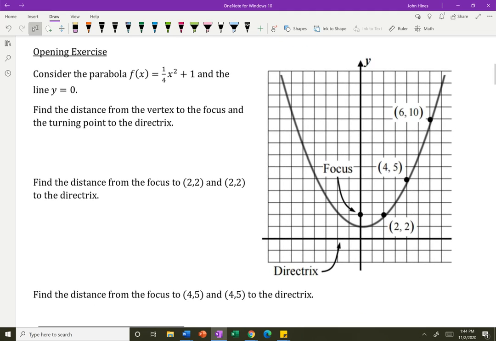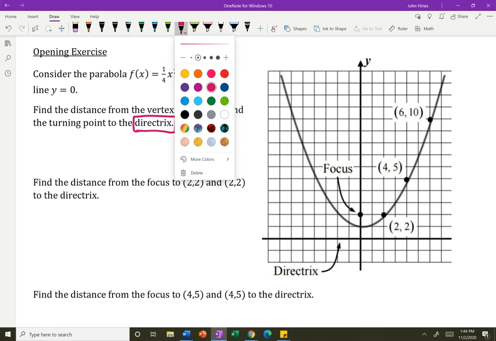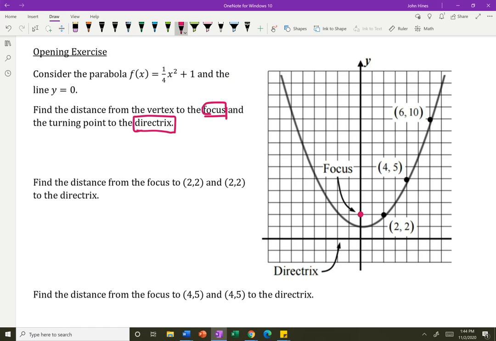So consider this parabola here. Find the distance from the vertex to the focus, this is a new word, and the turning point, which is the vertex, to the directrix. So we've got two new words here. We've got this point called the focus, and notice the focus lives inside the curve of the parabola. And then we've got the directrix, yep, tricks are for kids, which is a horizontal line. So the focus is a point, and the directrix is a line.